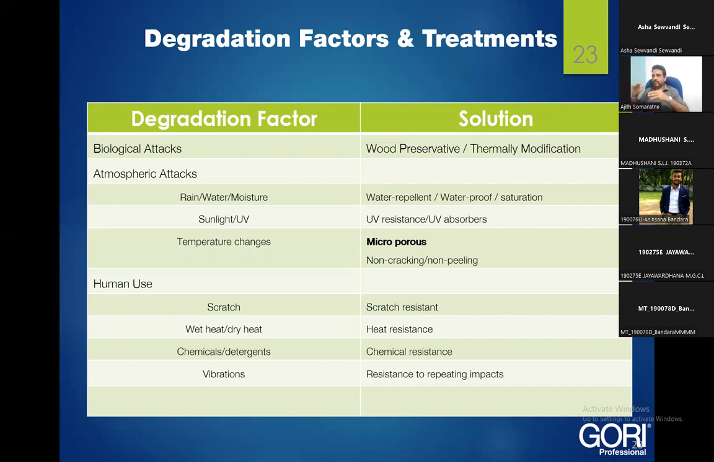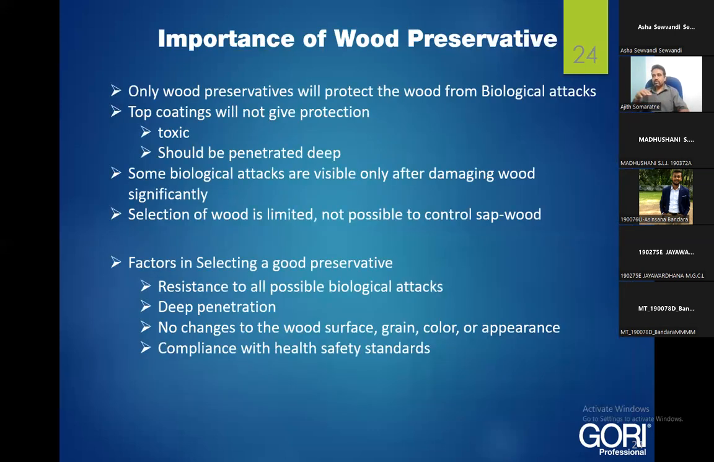For human use, we can consider the factor affecting and give resistance to that factor. Say if it is a flooring, scratch resistance is a requirement, so we have to use a coating with scratch resistance up to the degree we require. If we consider heat, we should have a heat-resistant coating. If it is against chemicals or detergents, we need a coating with chemical resistance for that application. Then for vibrations and repeating impacts, we should have a resistant coating. These are the things we have to consider, and we can find the solutions. So we'll discuss in detail.